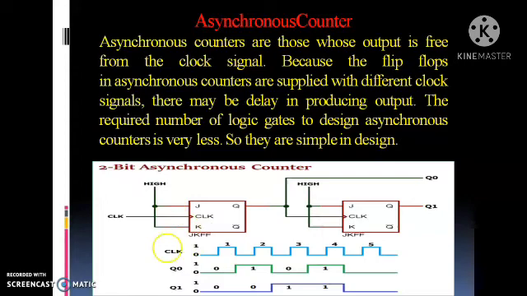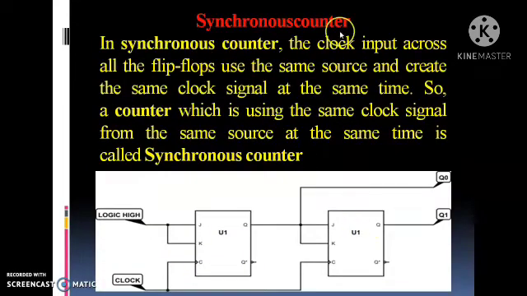This is the example of a 2-bit asynchronous counter. Here we use two JK flip-flops. Q0, Q1 is the output. This 2 high is the input. The main point in an asynchronous counter is the different clock signal. Look at the picture. In the first JK flip-flop, we use one clock pulse, and in the second JK flip-flop we use another clock pulse. Next is the synchronous counter.